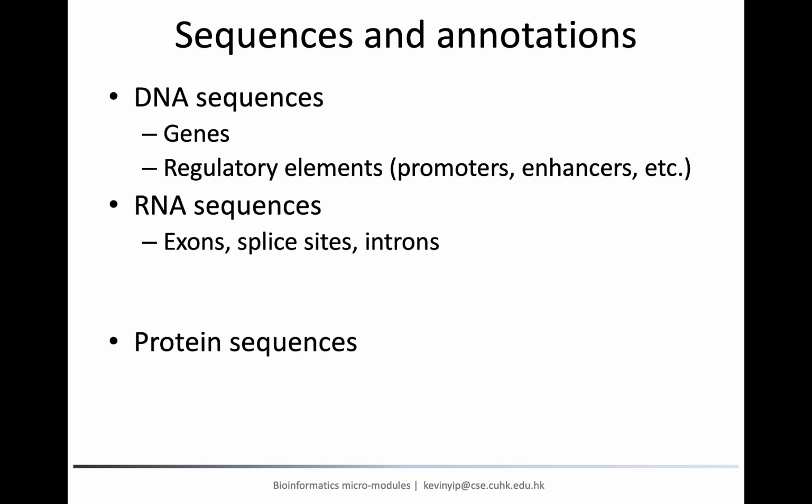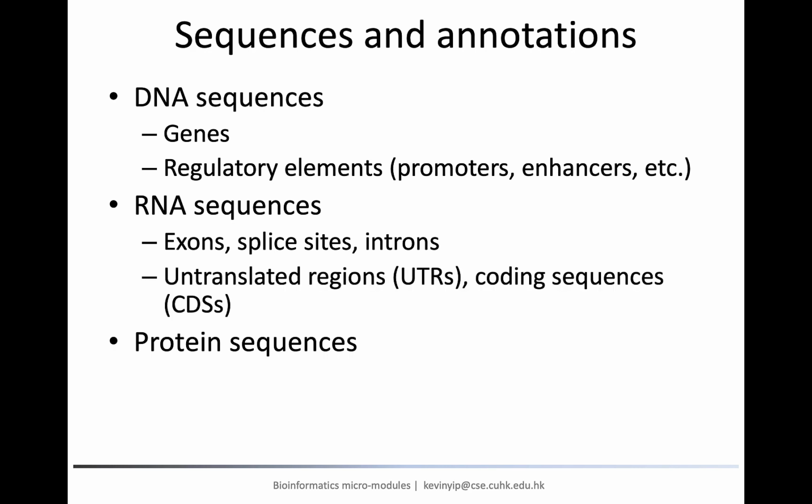Similarly, for RNA sequences, we want to determine the locations of exons, splice sites, and introns, which will determine the sequence of the processed RNA. Then for messenger RNAs, we also want to find out the locations of the 5' and 3' untranslated regions and the coding sequence, which will determine the protein to be encoded. As for proteins, usually we are interested in locating the domains, which are functional units that serve different purposes. There are also other types of biological objects that can be represented by a linear sequence, as well as other types of annotations, which we do not discuss here.